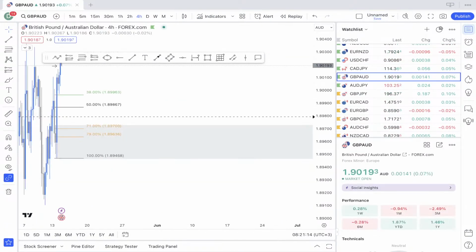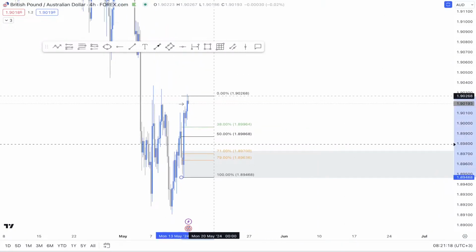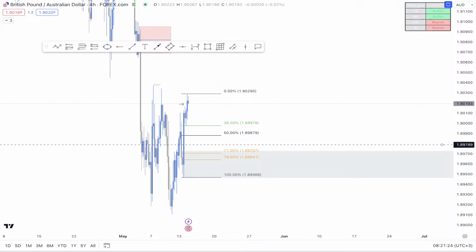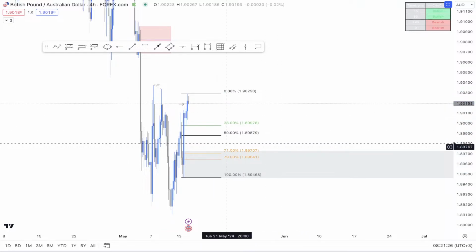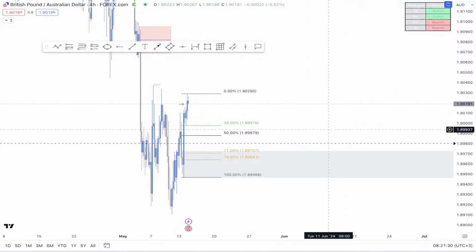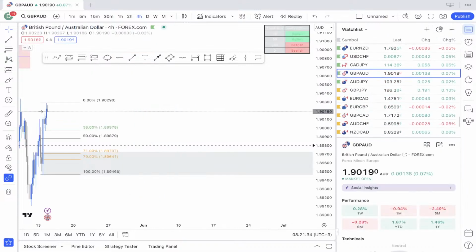GBP AUD with another pretty textbook bullish setup. Okay, break towards the upside caused by this bullish leg. After the break, I identified this unmitigated order block lining up with the area of interest, and now once again we need to wait for a corrective pullback. That's the final step, the final confluence.